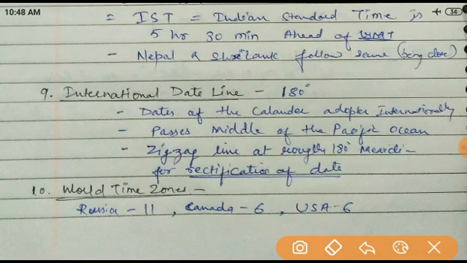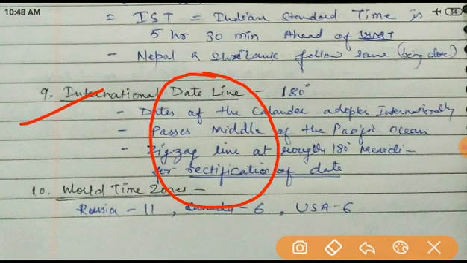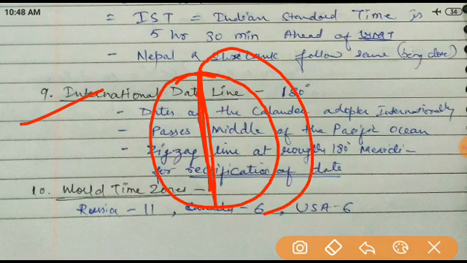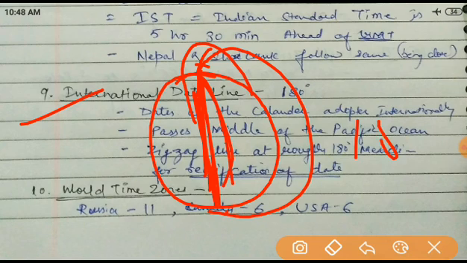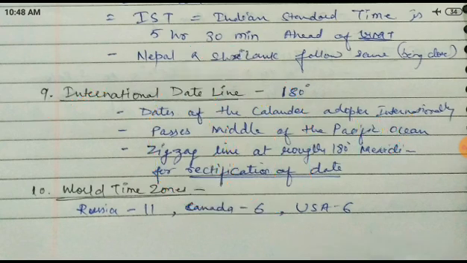Next concept is the international date line, which is also very important, because last time I explained that this is the prime meridian, and just behind it there is a line, which is 180 degrees, because here it is 0 degree. This 180 degree line is called the international date line. Why is it called the international date line? Because this line decides the date.